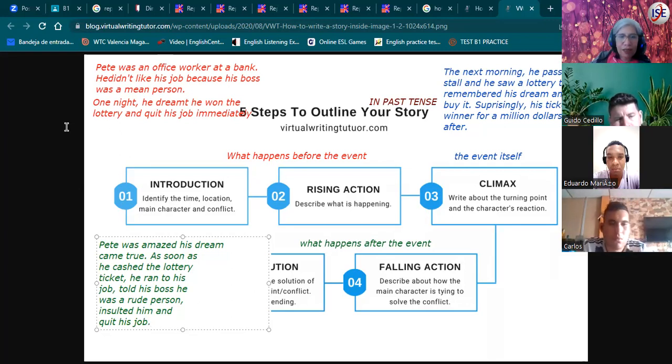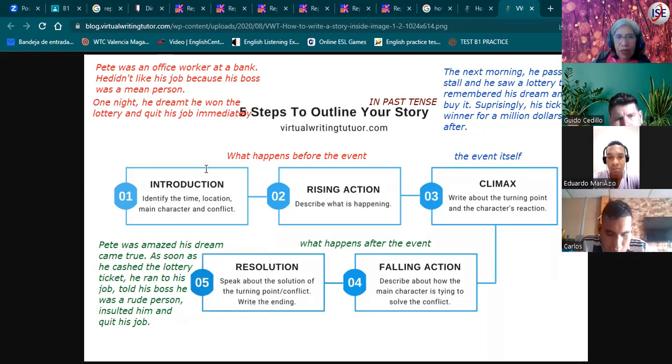So notice, first we have the introduction. Pete was an office worker at the bank. He didn't like his job because his boss was a mean person. Here we have time, location, worker at the bank, main character, Pete, conflict. He didn't like his job because his boss was a mean person.